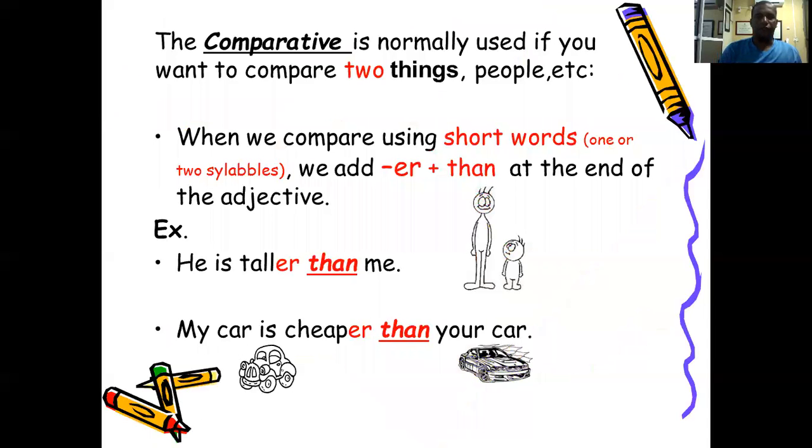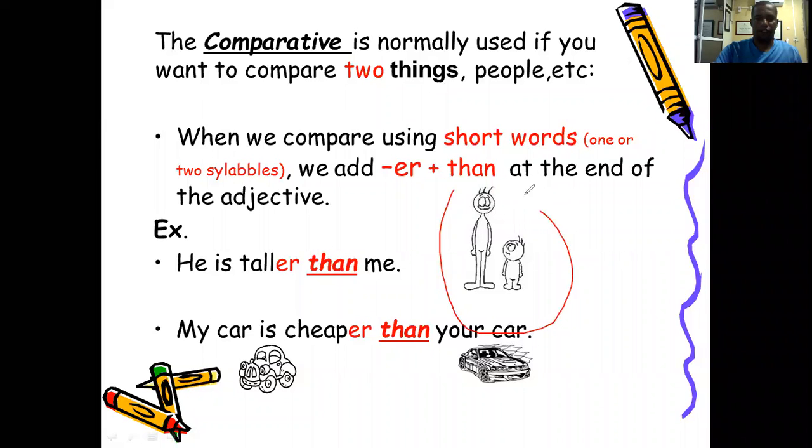Let's see the comparative adjective. The comparative is normally used if you want to compare two things, as I told you a few minutes ago. When you compare using short words of one or two syllables, we add -er plus "than" after the adjective. Example: he is taller than me. He is taller than me, for example. Okay. Look, he is taller than me.